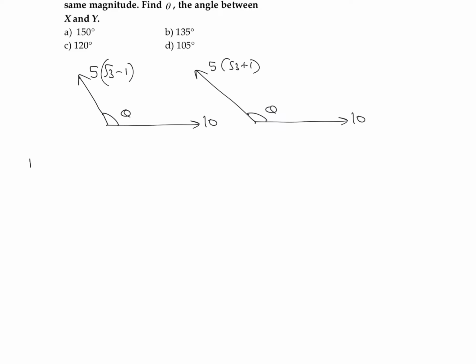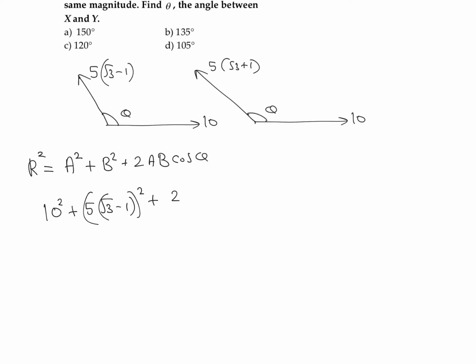We can write the equation: R square, the square of the resultant vector, is equal to a square plus b square plus 2ab cos theta. So we are going to use this equation. a square we take as 10 square, plus b square as 5 root 3 minus 1 the whole square, plus 2 into a, which is 10, and b, which is 5 into root 3 minus 1, into cos theta.